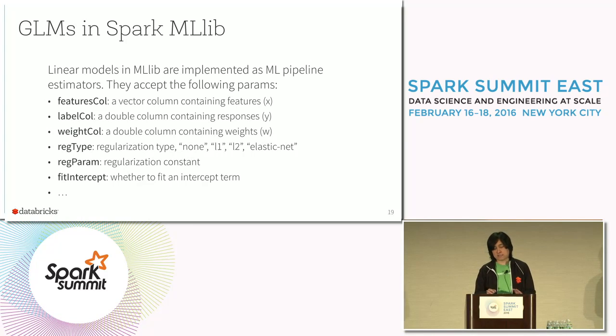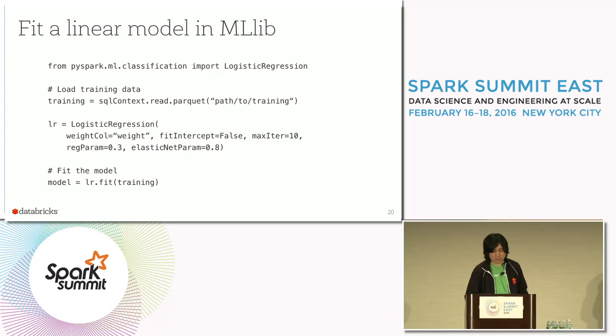They accept the following common parameters. You can set the feature column name, and you can set the label column name. Optionally, if you have sample weights in your training data set, you can set the weight column. You can specify the regularization type, like L1, L2, or elastic net, and you can control the regularization param, that's the lambda in the previous formulation. You can choose whether to fit the intercept. Also, each algorithm has its own special parameters, and you can look at the user guide. This is how you fit a linear model in MLlib.